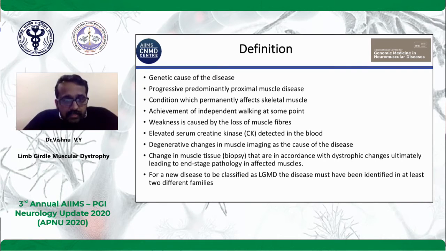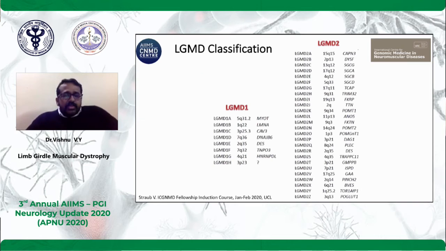Degenerative changes in muscle imaging and muscle biopsy, and it has to be in two different families. To establish the causality of a gene, at least two different families should have the same gene. So this was the old classification. How did the classification change after the new definition?